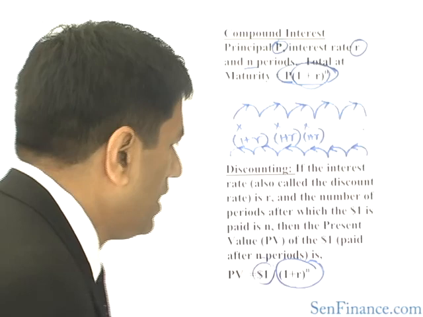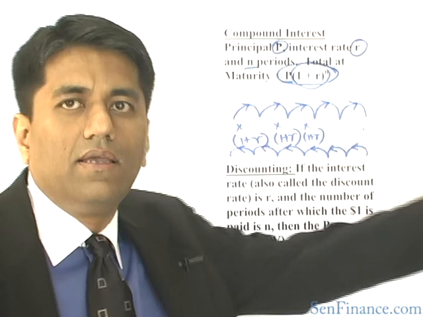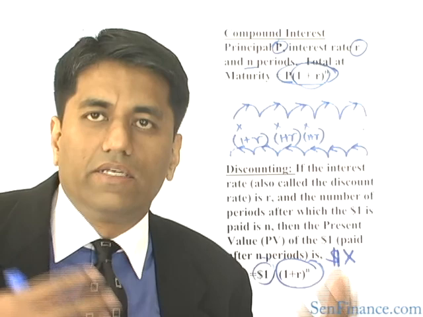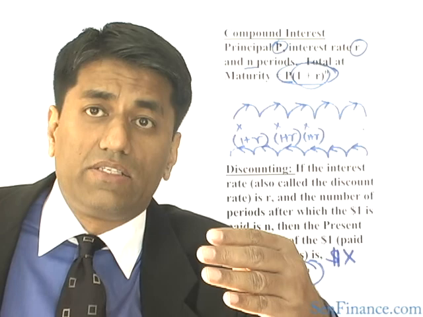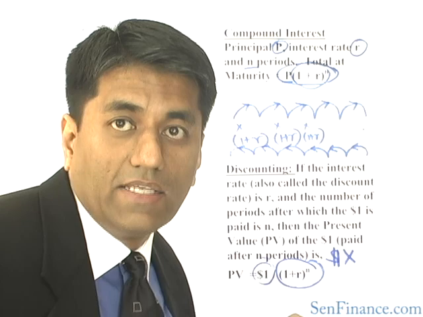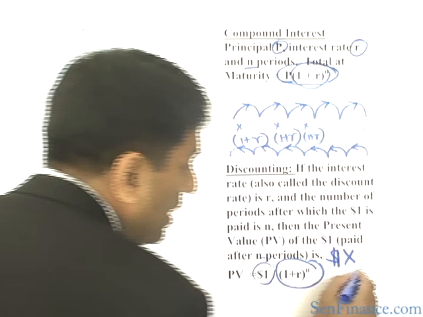Alternatively, if you had dollar X N periods in the future and your rate of discount was R, also you can say it was D, we just understood that rate of discount and rate of return are the same thing. So if you were to get dollar X N periods in the future, today the value of that to you, by which I mean what you would be ready to exchange for that dollar X, what you'd be ready to give up today, would be dollar X divided by 1 plus R to the power N.